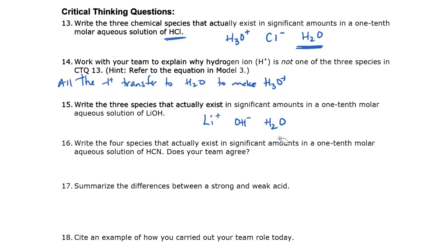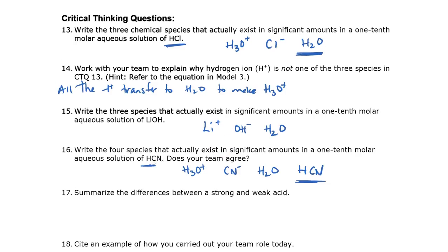Okay, number 16. Write the 4 species that actually exist in significant amounts in a 1/10 molar aqueous solution of HCN. Pause and write your answer. Pause now. So in this case, there are 4 species. When we had the hydrochloric acid, we had hydronium and the conjugate base and water. Here we have hydronium, the conjugate base, and water. But we also have a large amount of the undissociated weak acid.